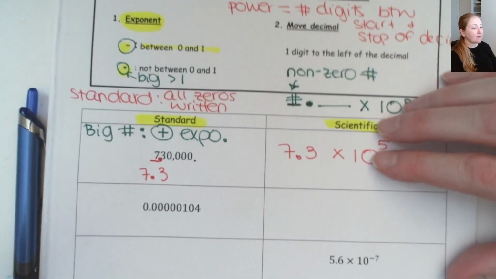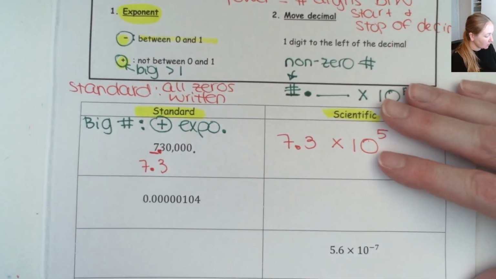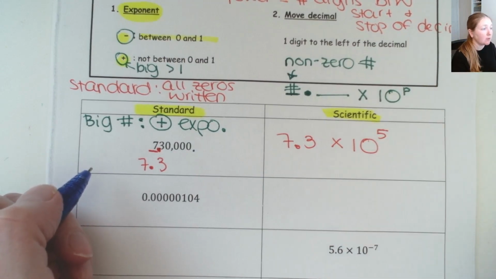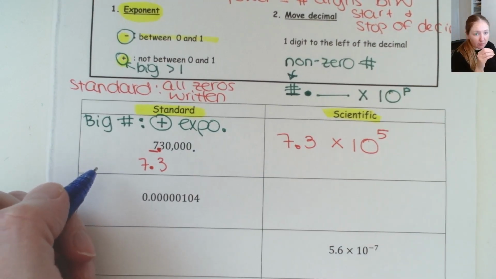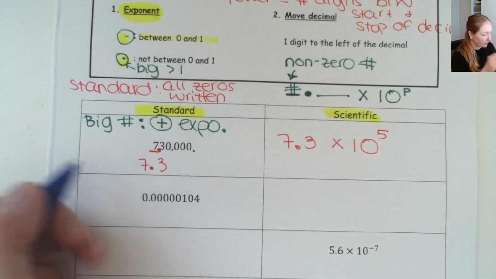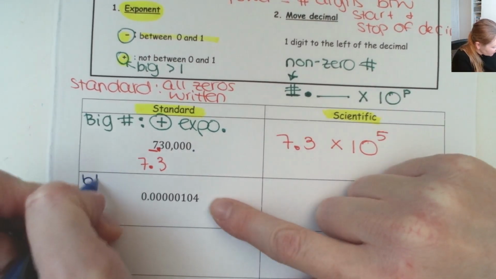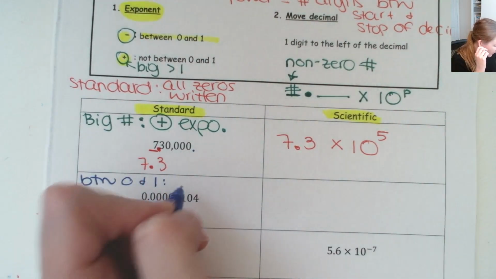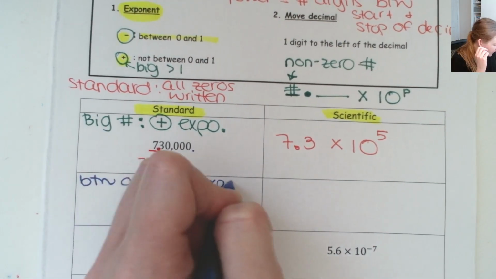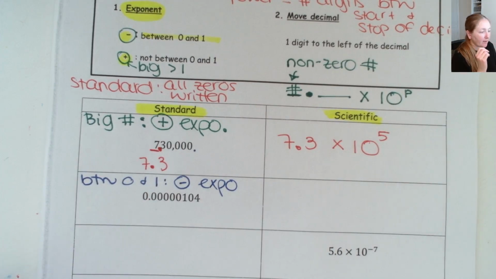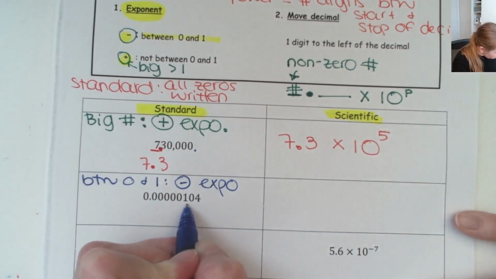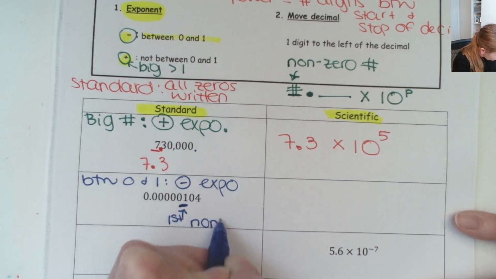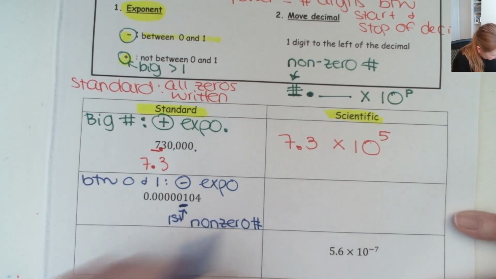All right, so same thing for this one. First thing is to determine, okay, is it a big number, meaning that it's going to have a positive exponent, or is it a small number, meaning that it will have a negative exponent? So this is between 0 and 1. You can also think about it as it's a small number, and so that means you're going to have a negative exponent.